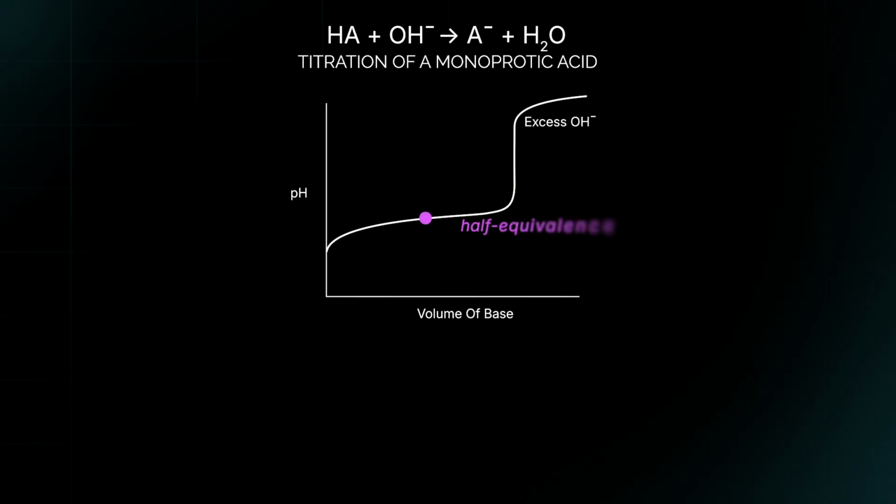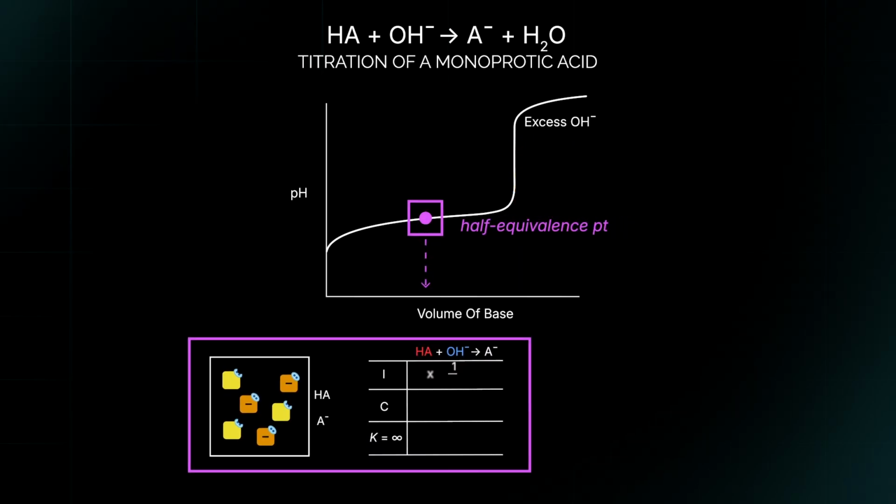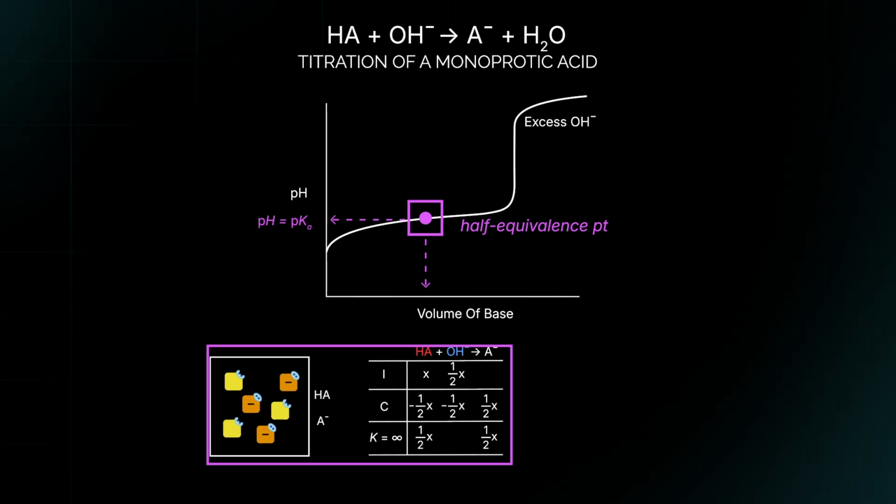At the half equivalence point, we've added enough base to convert half of the weak acid to its conjugate base. This means the concentration of the conjugate acid and conjugate base are equal. As a result, at the half equivalence point, the pH is equal to the pKa of the weak acid.